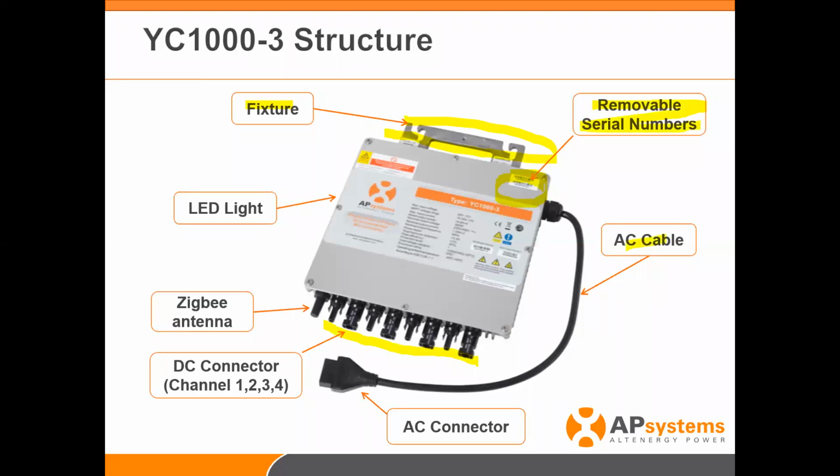AC cable, as we know, is different because this is a 5-line, line 1, line 2, line 3, neutral, and ground built in. Zigbee antenna, again, this is the same exact communication protocol. So once you learn one, you know them all, and the same LED light sequence.